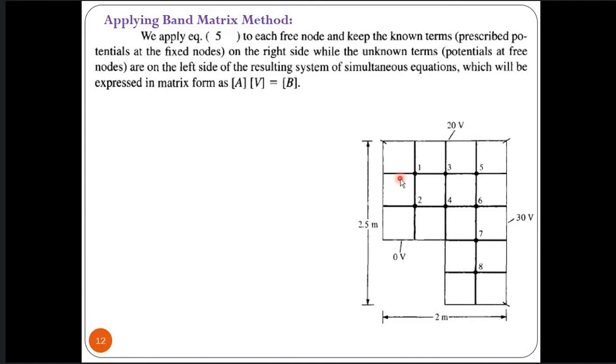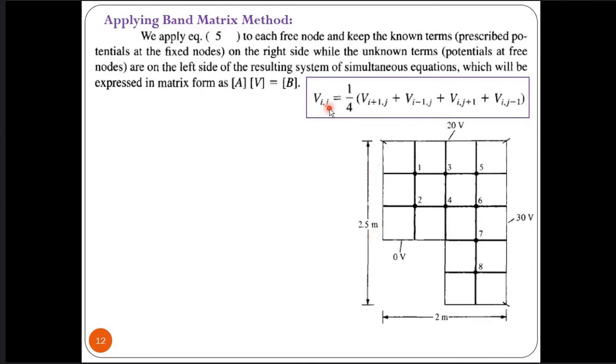Now, the main thing: there are a total of 8 free nodes, 1 to 8. So you will get 8 equations. Now you have to rewrite these 8 equations so that you can write the set of equations in this particular form: the sparse matrix, then the matrix of unknown potentials, starting from V1 to V8, and on the right hand side the column matrix formed with the known potentials, that is, the potentials of the fixed nodes on the boundary lines.